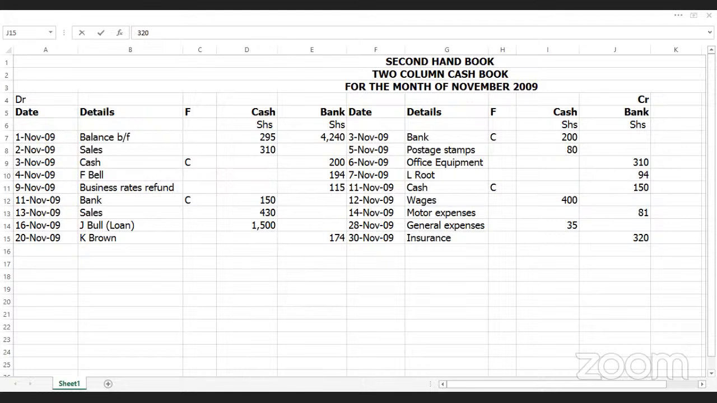Let me just note them down here. You said you have how much for cash? 2,685 shillings. Then bank? Bank is 4,923. That is debit. Then credit cash is 715. Then bank? Bank is 955.